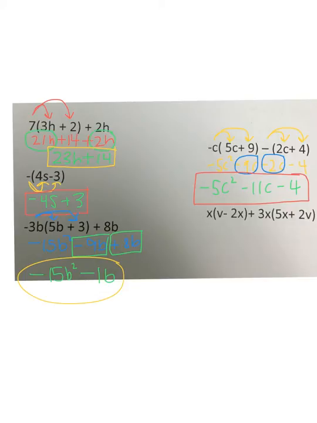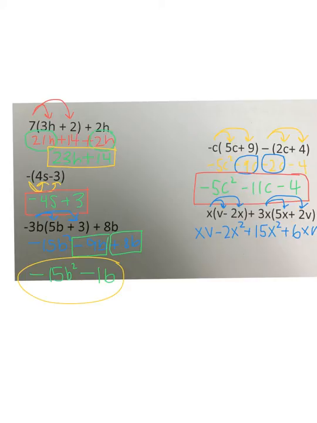One more. So we need to distribute our x and distribute our 3x. So again, we're distributing twice here. X times v just gets you xv. X times -2x, so minus 2x squared. Bring down your plus sign. 3x times 5x would give you positive 15x squared. 3x times 2v gives you positive 6xv.